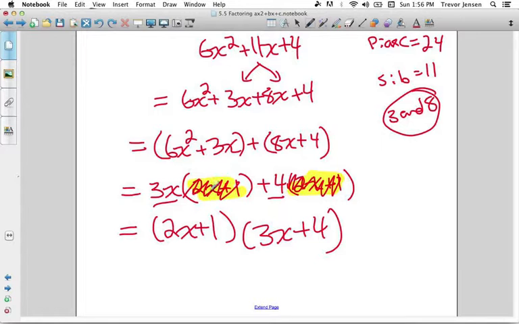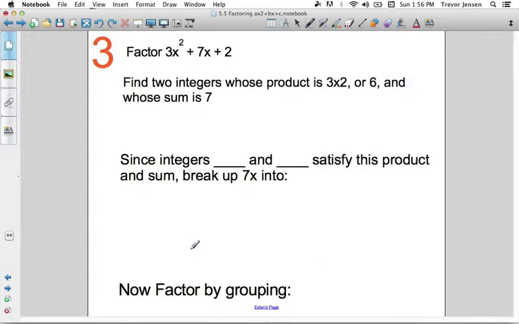I'm done. If you wanted to check and make sure you did this right, multiply out these two factors, 2x plus 1 times 3x plus 4, using the FOIL method, and you'll be right back to your original expression, 6x squared plus 11x plus 4. Okay, let's do another example.